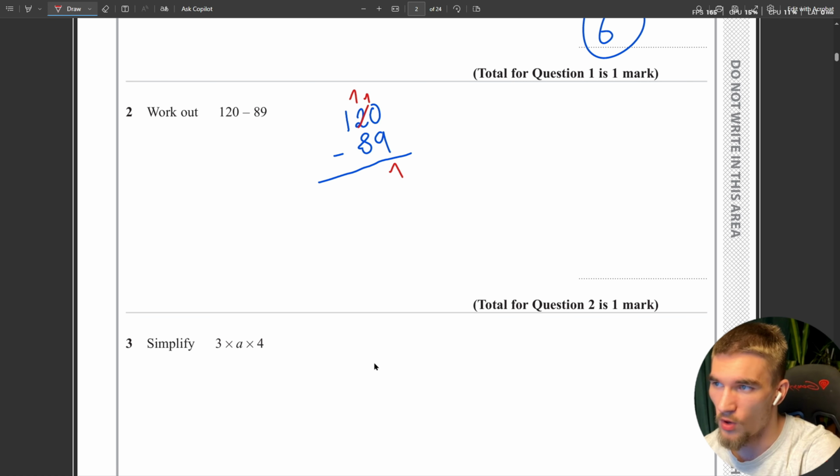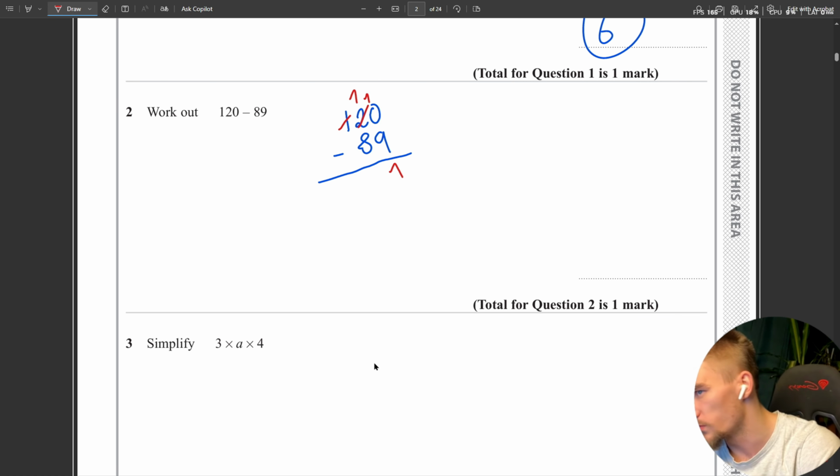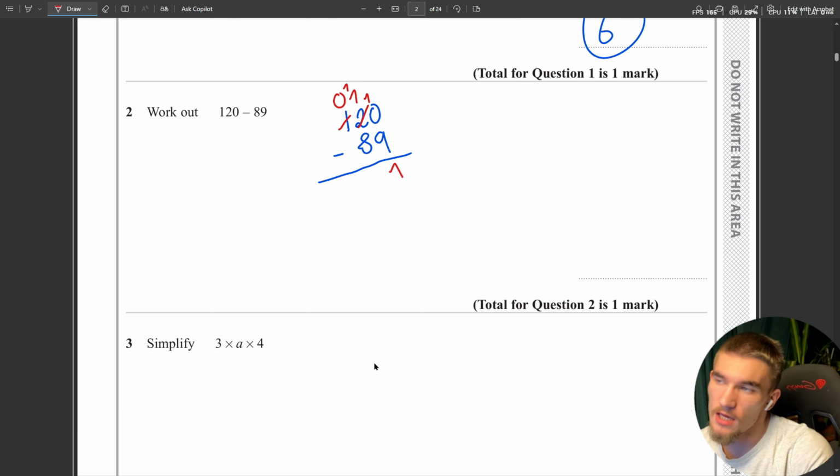And 1 minus 8, can I do that? No, I can't. So I need to borrow 1 from the other side. So this becomes 0 and then the 1 moves over and we end up having 11. 11 minus 8 leaves me with 3. So the answer must be 31.